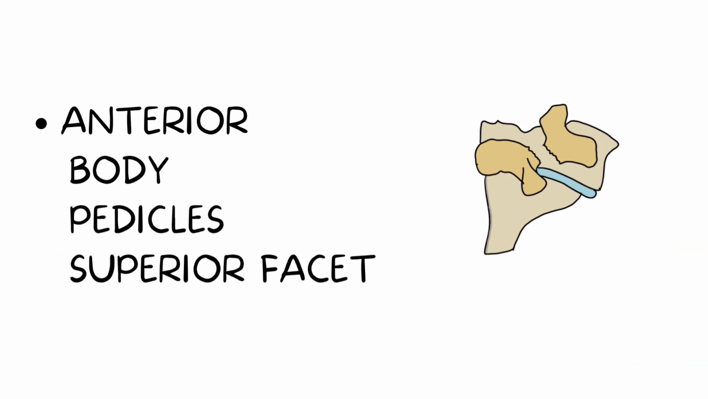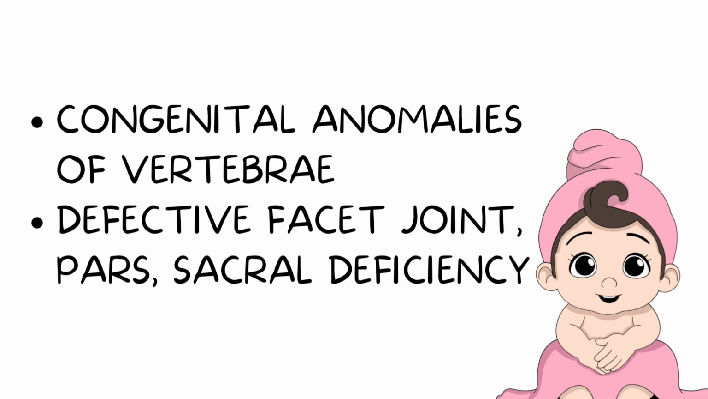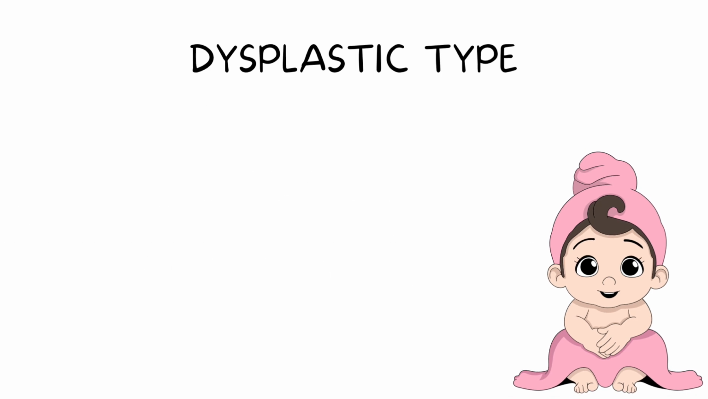Due to the pars fracture, half of the spinal elements such as the body, pedicles, and superior facet move anteriorly, and the laminae and inferior facets displace posteriorly. Dysplastic type. This is seen in children with congenital anomalies in the vertebrae such as defective facet joint, pars interarticularis, and sacral deficiency. These factors can lead to listhesis.